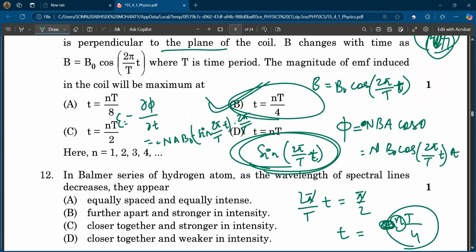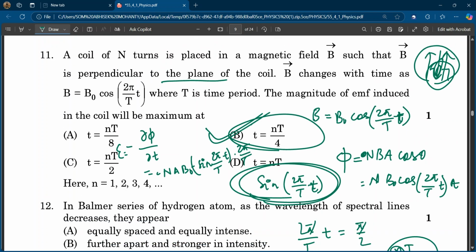Again a very good question. Very good questions are there here, so please solve them.